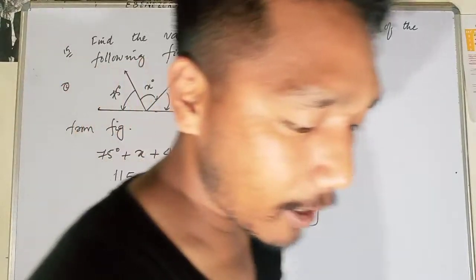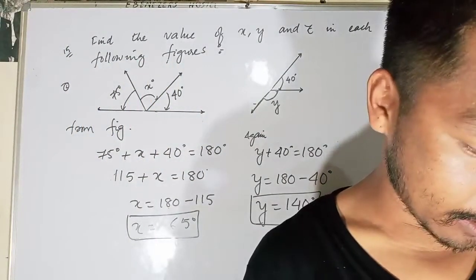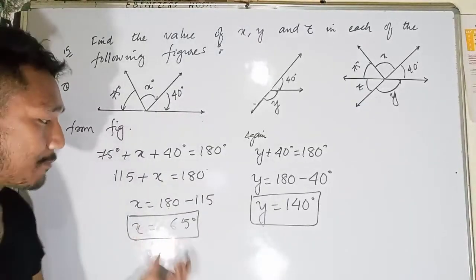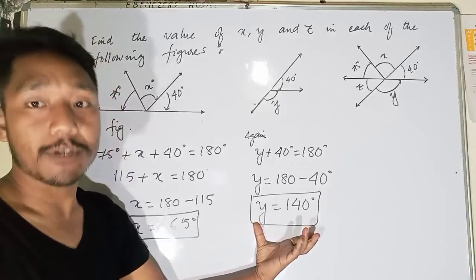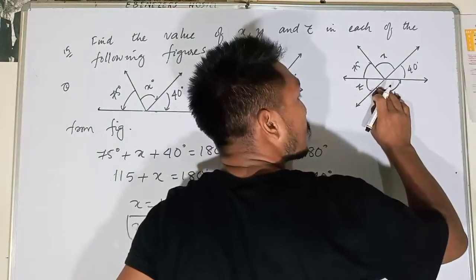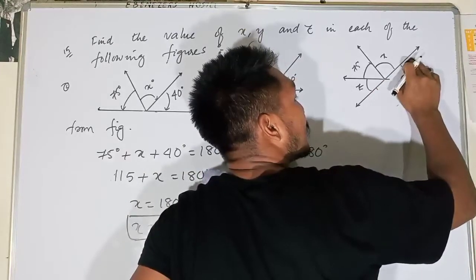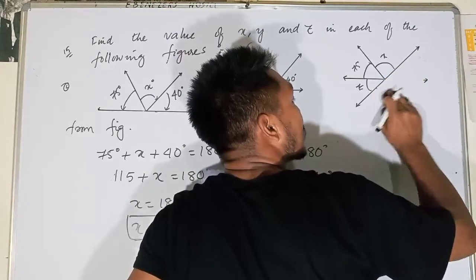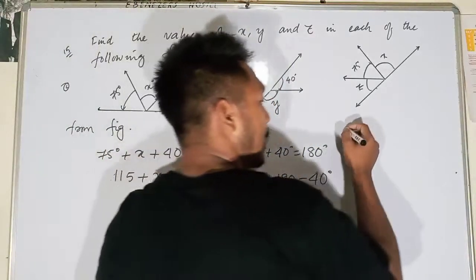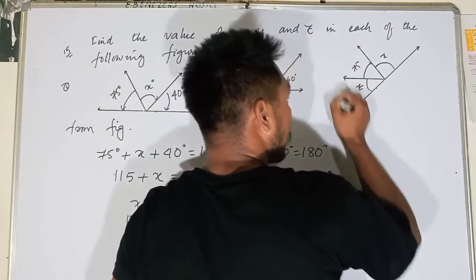Now let's try to find one more angle, that is z. You see, we have already got x, we have already got y, and we need to find z. So what I shall do is I will try to remove one angle from this line here. So my angle will be exactly like this. So you can draw the picture like this.